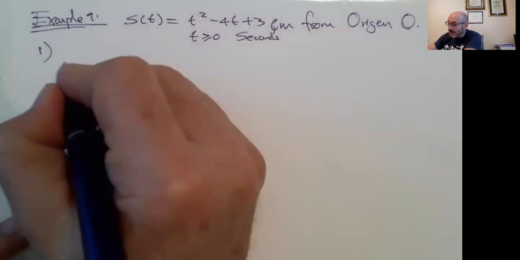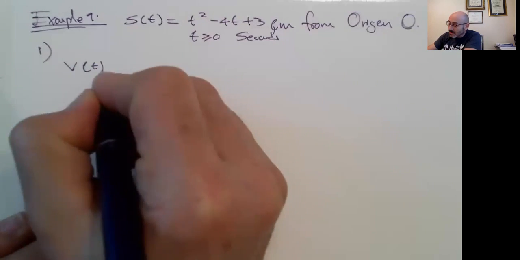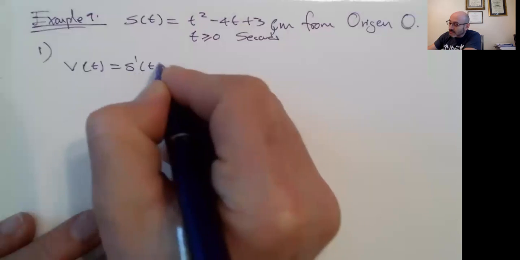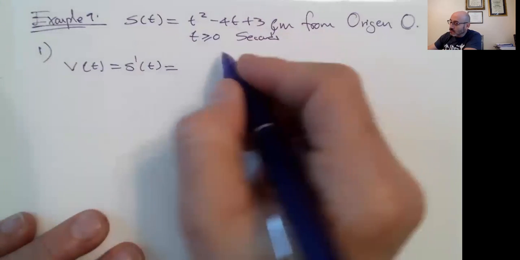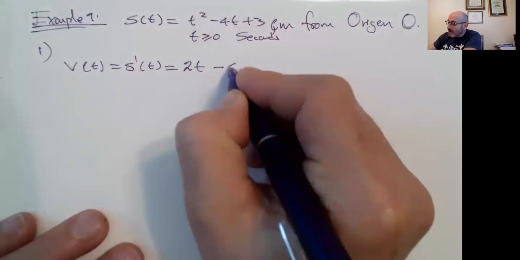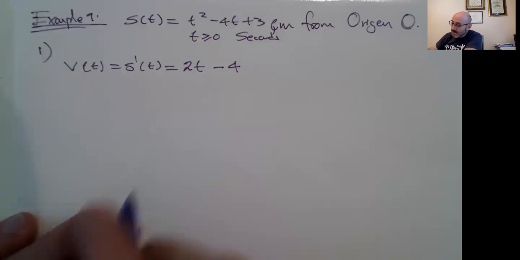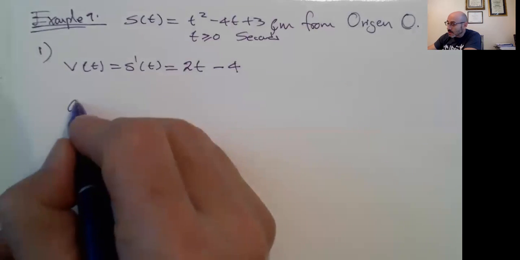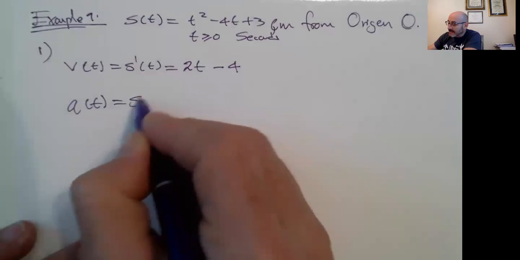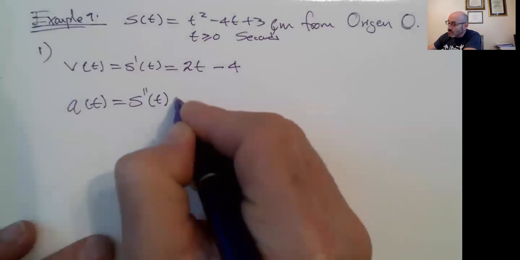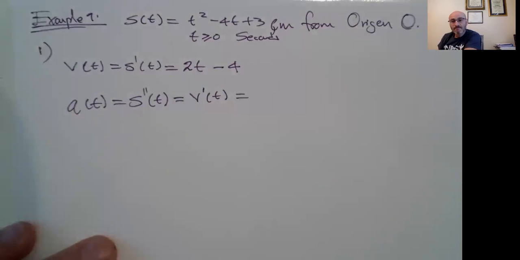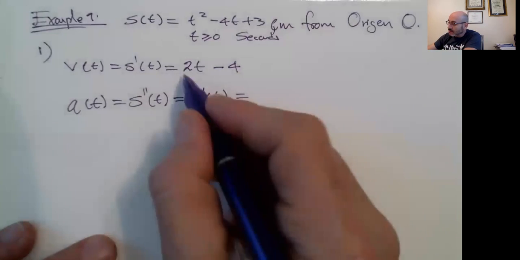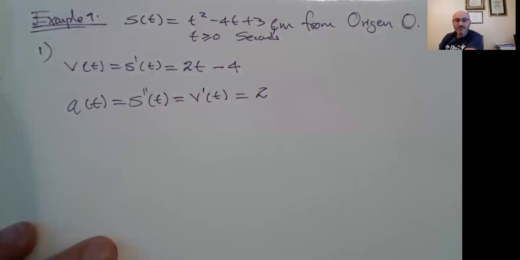So let's try to do that. The velocity is the first derivative of the position. So that's going to be equal to 2t minus 4, right? The acceleration is the second derivative of the position, or equivalently, the first derivative of the velocity. So take the derivative of that, 2t minus 4, the derivative will be just 2.